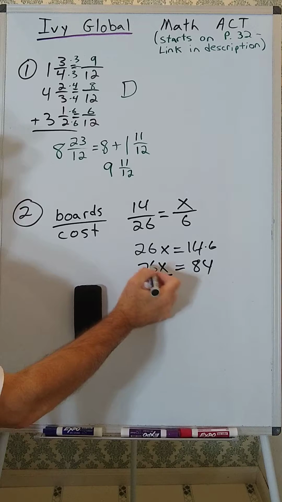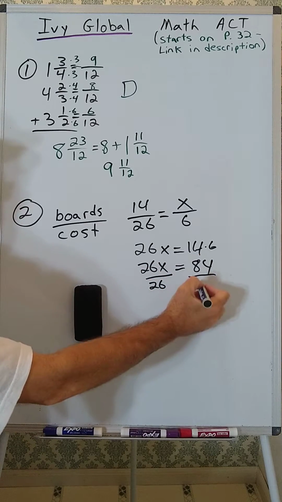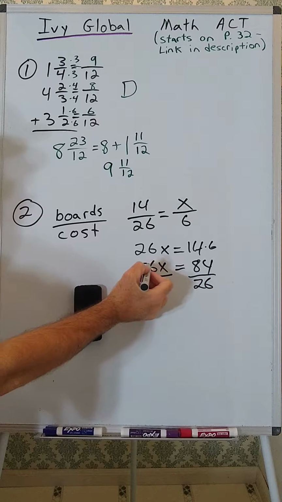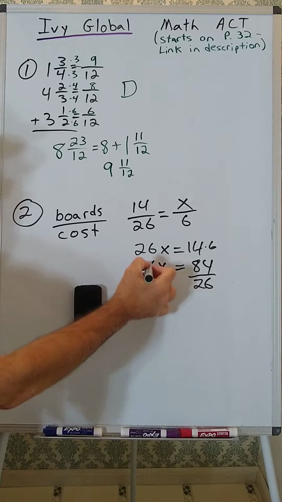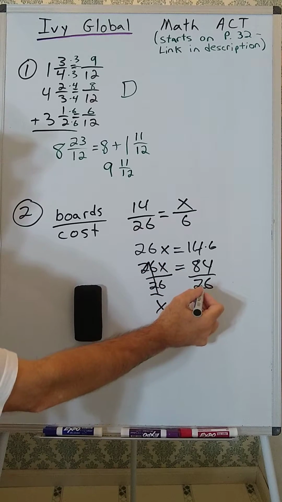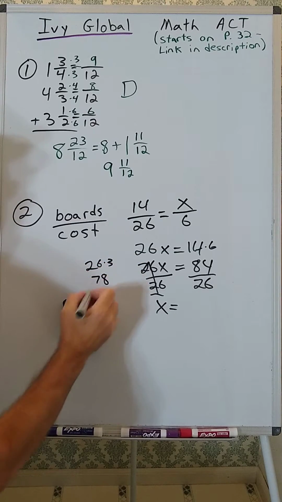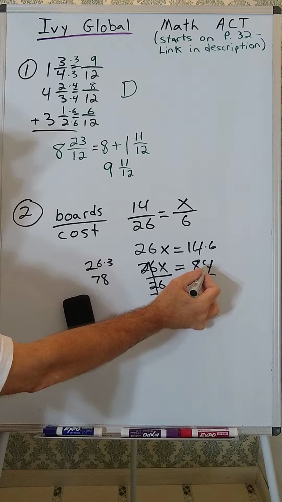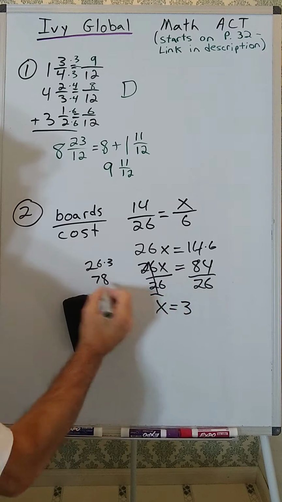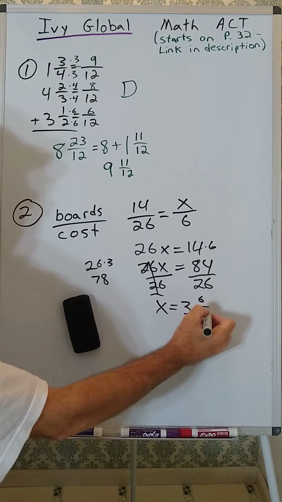I need to undo multiplying, so I divide by 26, and I must do the same thing on the other side to keep the balance in the equation. This is 1. 1 times x is x. And let's see, 26 times 3 is 78. And this is 6 more. So x is 3 wholes and 6/26.